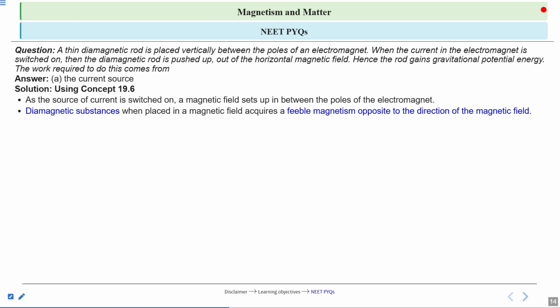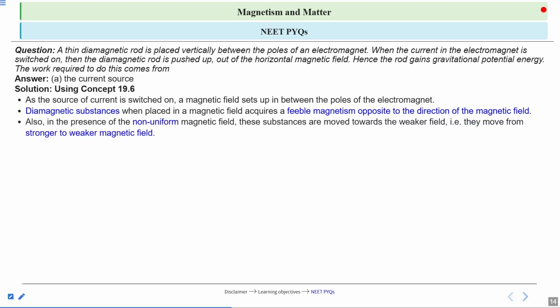So a diamagnetic substance, when placed in a magnetic field, acquires a feeble, meaning weak, magnetism opposite to the direction of the magnetic field. We know that diamagnetic substances are magnetized in the opposite direction of the magnetic intensity. So the external magnetic field is along the axis, from south of the solenoid to the north of the solenoid, inside the solenoid. Then the diamagnetic substance will be magnetized in the opposite direction.